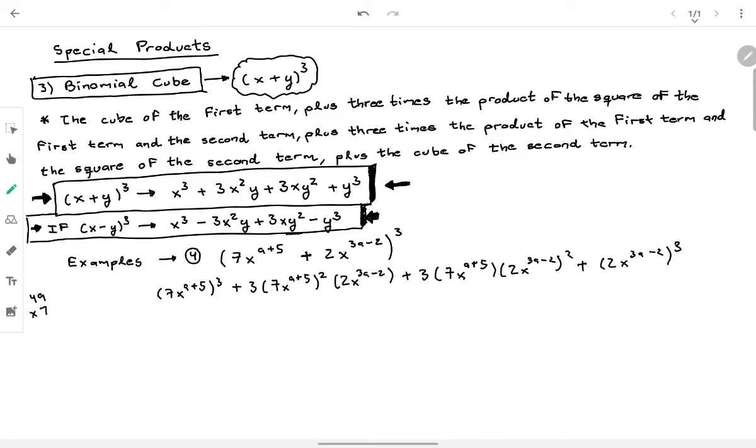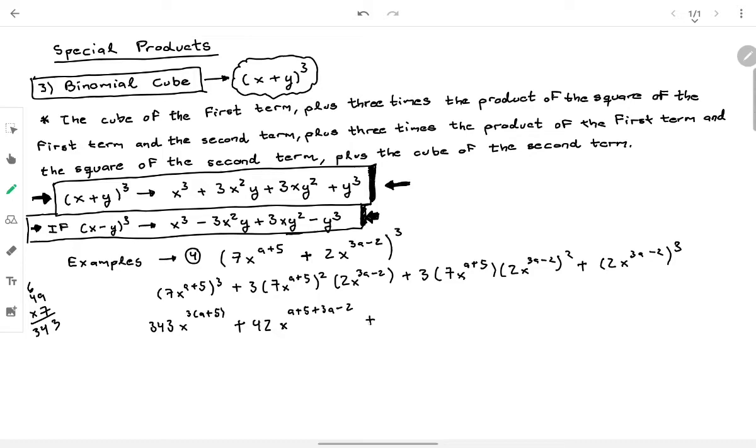49 times 7 is 343, and it's going to be x. I will do it in steps. 3 multiplying a plus 5, because of the power of a power. Then it's going to be 42. It's going to be x to the a plus 5 plus 3a minus 2.